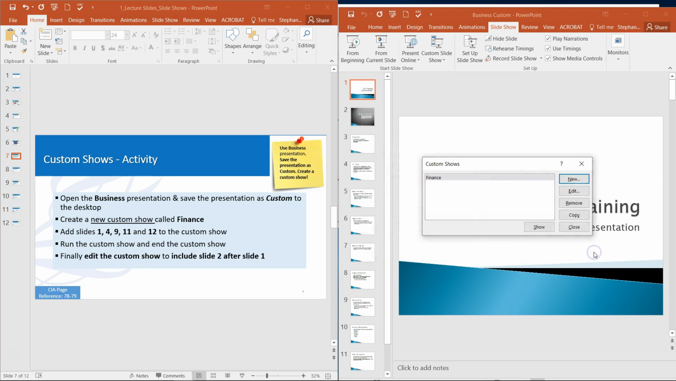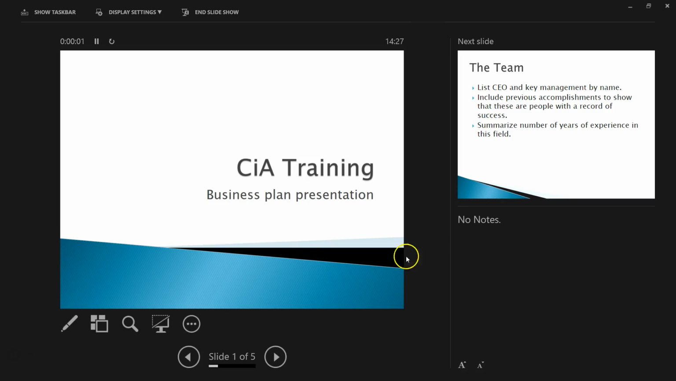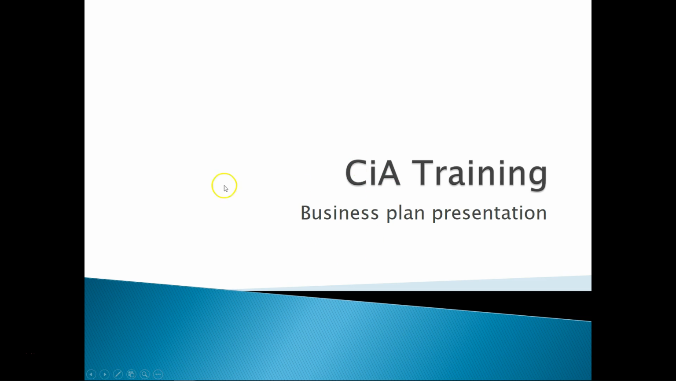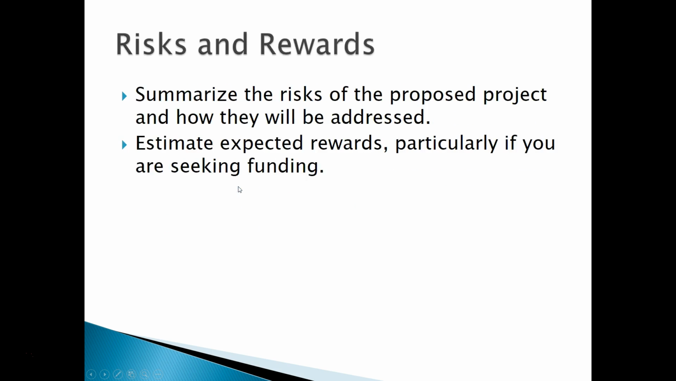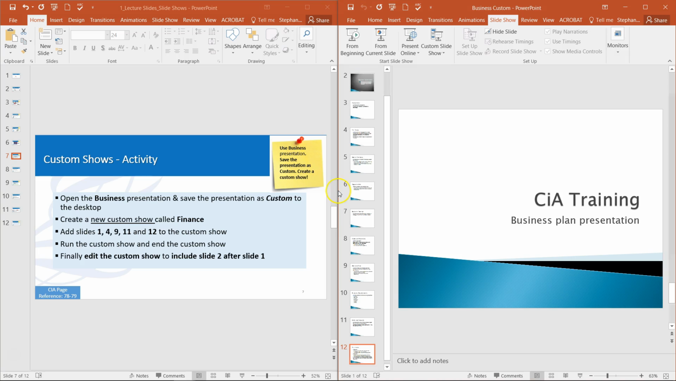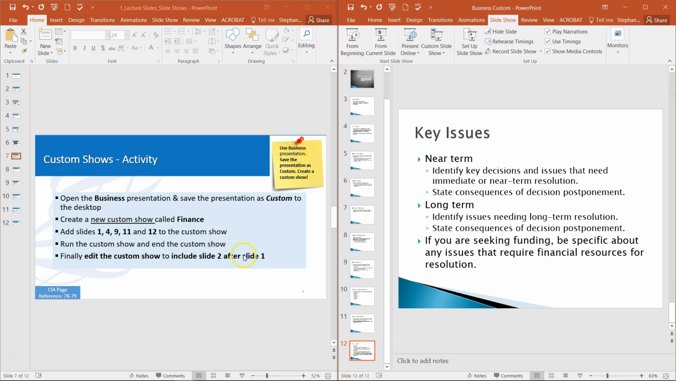So we'll OK, and we'll show. So it's coming up. I'll just change my displays again so you can see. So it's running it. So you just go down. So you run it. Escape, come out of it, and then ended it. So we've done that. Then finally edit the custom show to include slide 2 after 1.